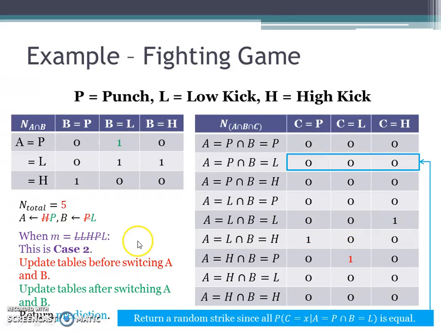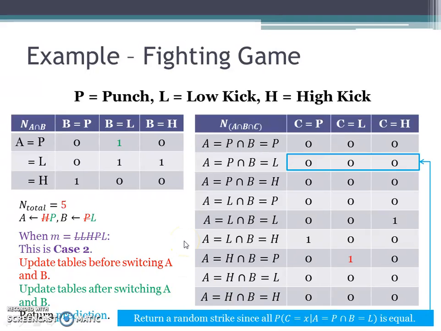And after we have updated A and B with the new last 2 strikes, which are P and L, that actually increases the frequency of N given A equals P and B equals L. So now as we make the prediction, because the last 2 strikes are now P and L, we refer to these tables, this row where A equals P and B equals L. So again, similar to the previous cases, there's no prediction that we can make because none of these strikes stands out among the rest. Because they are the same, we return a random strike again.